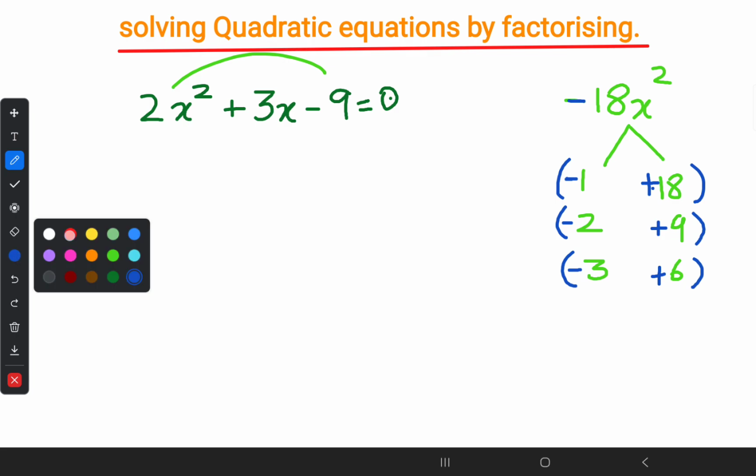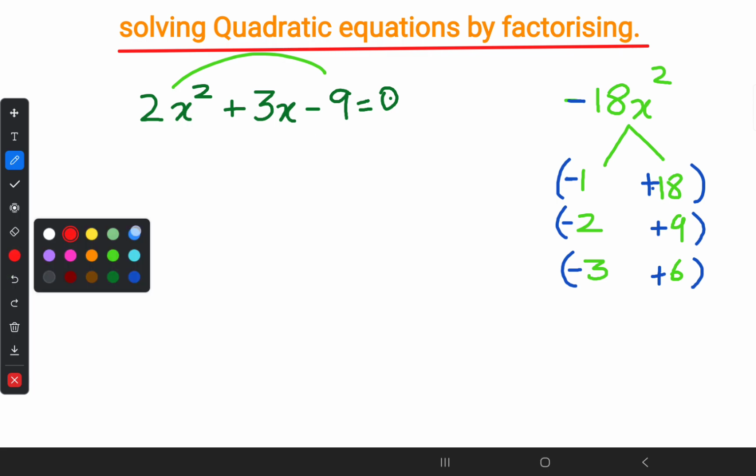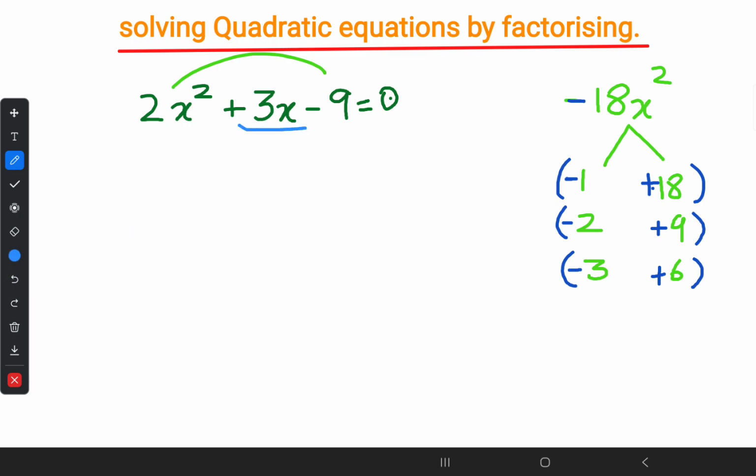Thereafter, let's come to the middle member. The sum of those two factors will give you positive 3x. Positive 18 and negative 1 is positive 17. Positive 9 and negative 2 will become positive 7. Positive 6 and positive 3 will become positive 9. Positive 6 and negative 3 will become positive 3x. So this is the suitable one.